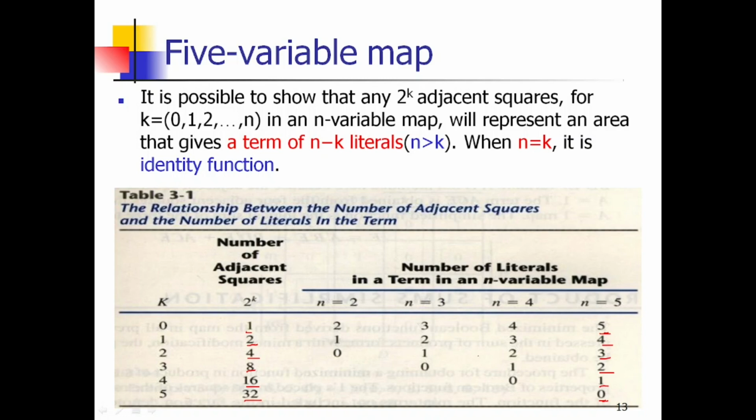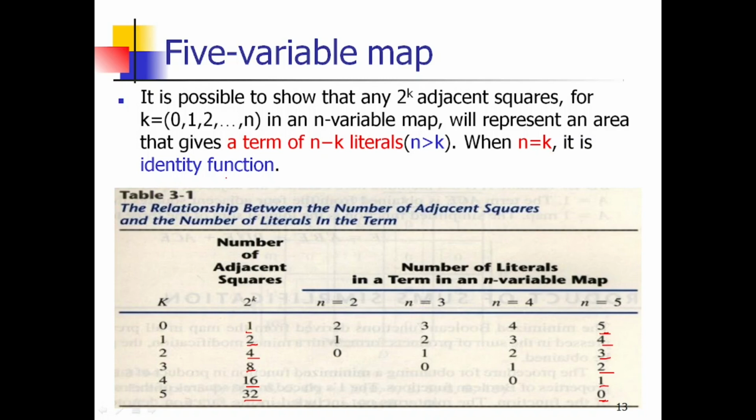In the same way, it is given for the 4 variable K map, 3 variable K map, and 2 variable K map. Right? So it is possible to show that any 2 power k adjacent squares, for k equal to 0, 1, 2 up to n, in an n variable map will represent an area that gives a term of n minus k literals, that is, n greater than k. When n equal to k, it is the identity function.